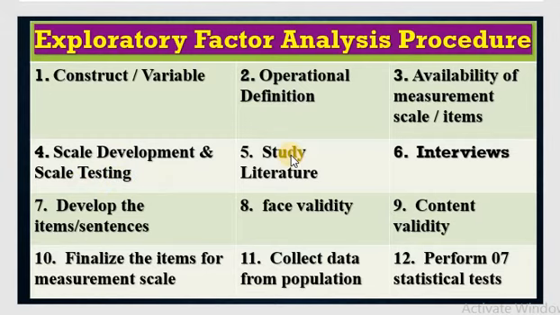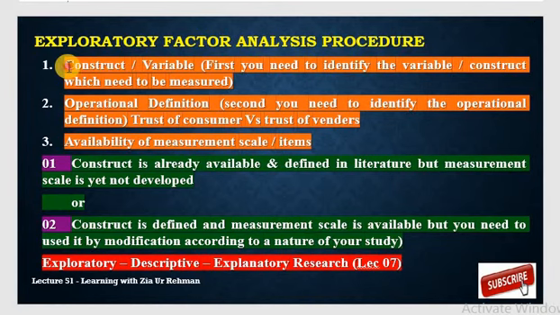Step 5 is to study the literature, conduct interviews, develop the items and sentences, then face validity, content validity, finalize the items for the measurement scale, collect the data from the population, and perform 7 statistical tests. So this is the complete procedure for scale development and performing exploratory factor analysis. Now I am going into the detail, the construct and variable.